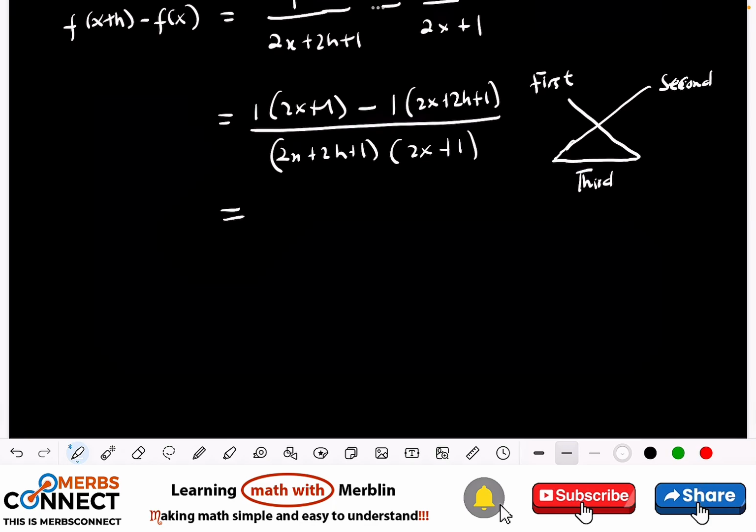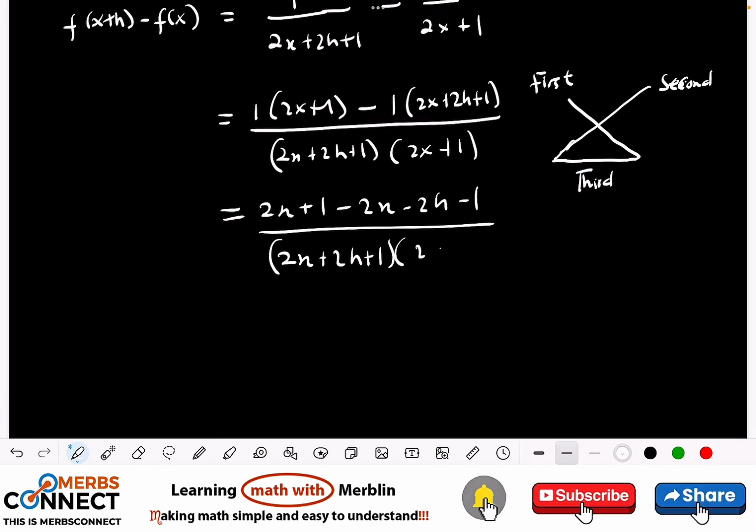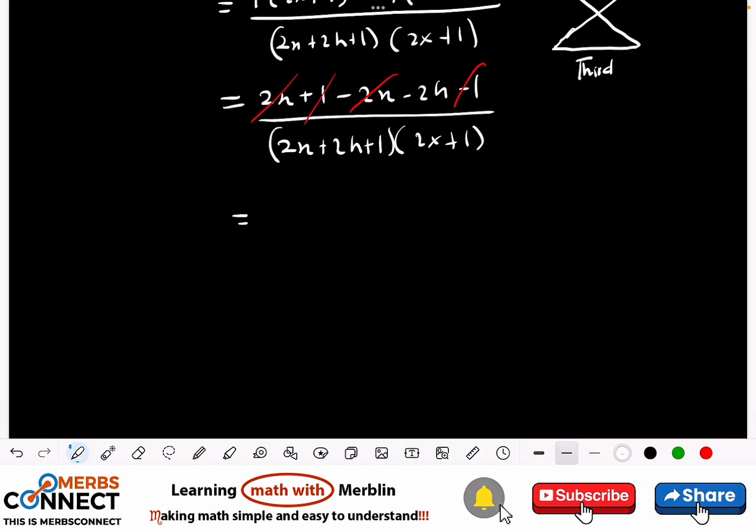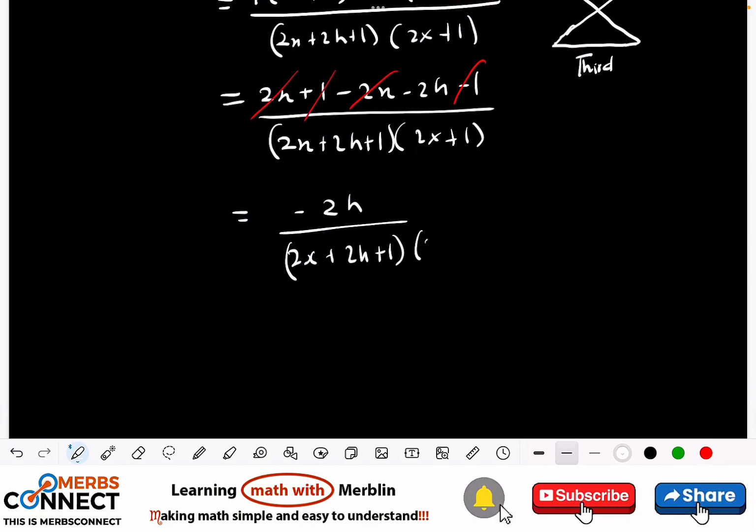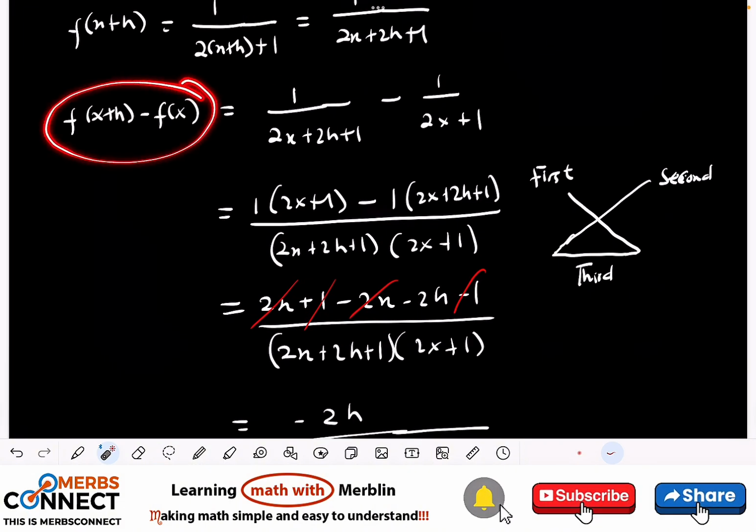Now if you want to expand, 1 times this is going to give us 2x plus 1. Then minus 1 multiplying through this is going to give us minus 2x minus 2h minus 1, all divided by 2x plus 2h plus 1, then 2x plus 1. So what happens here? Minus 1 and 1 go, 2x and this one will go. So I'm going to have minus 2h divided by 2x plus 2h plus 1, 2x plus 1. So this is what I'm going to get. And you see, anytime I do something like that, I should be able to factor h out. Here I can easily factor h out, but because it's just one function, it can be there like that. So now this is equal to this.